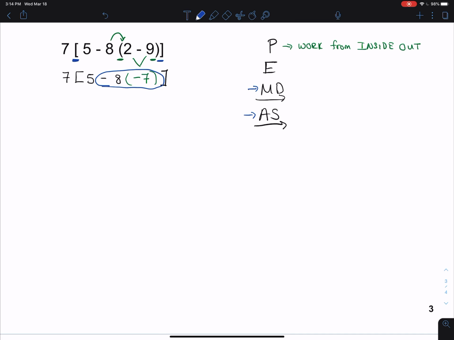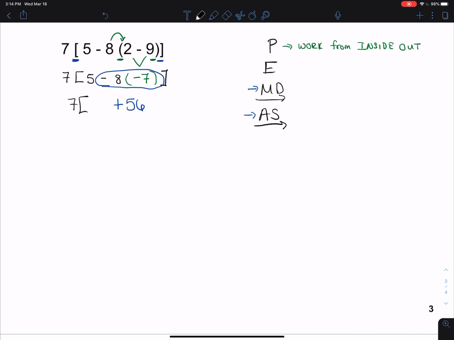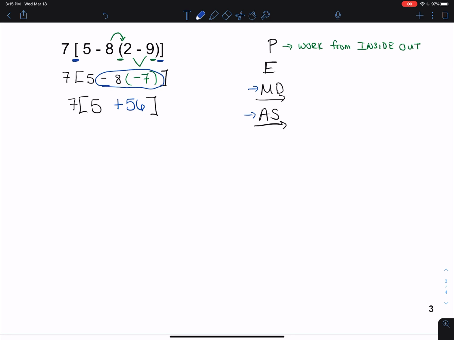So negative 8 times negative 7 gives me positive 56. So I'm going to write plus 56. Then I'm going to bring down everything else from the problem. I need to continue working inside those brackets, so I'm going to add 5 and 56 to give me 61.